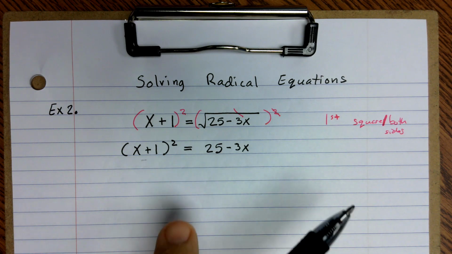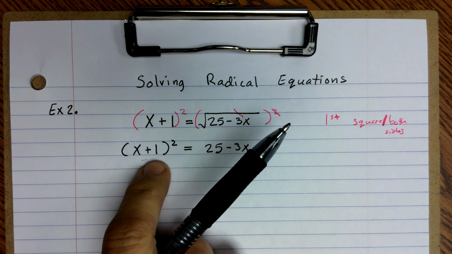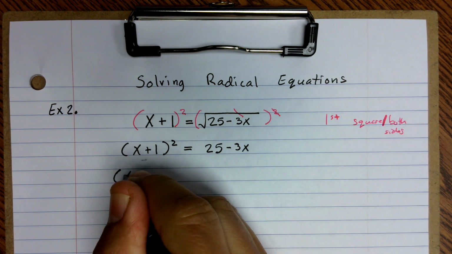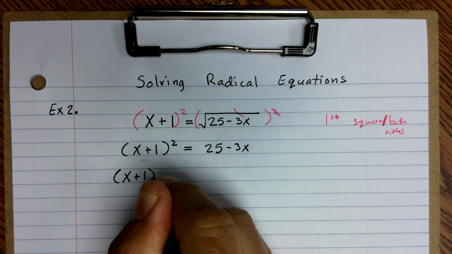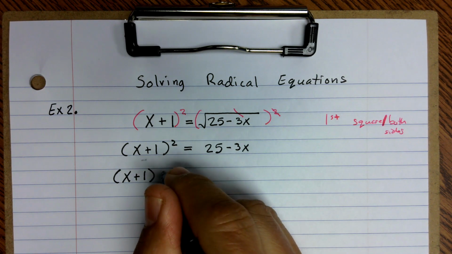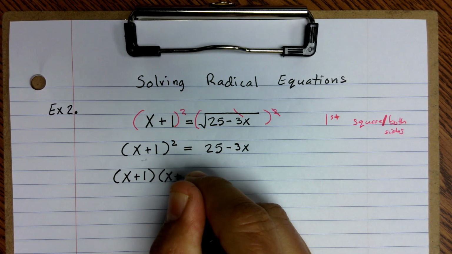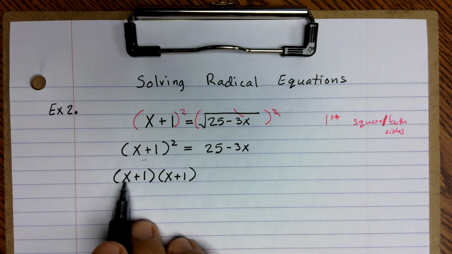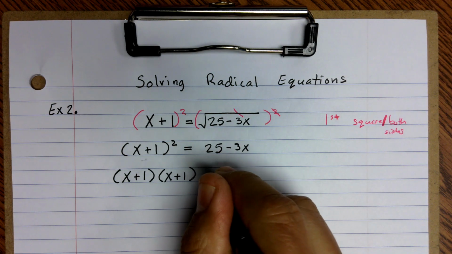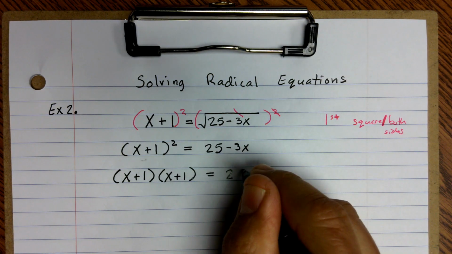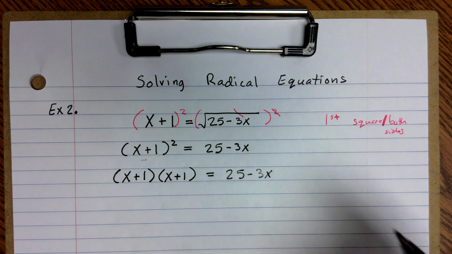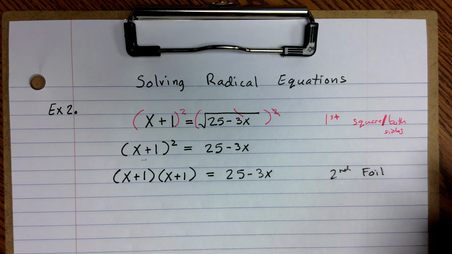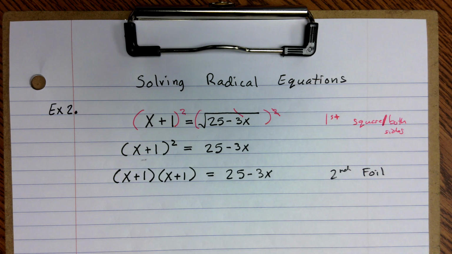In order to solve this for x, what we want to do is go ahead and FOIL this expression that's being squared. So what we're going to do is write this as two binomials being multiplied, which is the same thing as saying x plus 1 squared, right? We're just writing it as the product of two binomials. And then I'm going to go ahead and bring down 25 minus 3x. And the second thing we want to do is FOIL this. So I'm going to FOIL it.